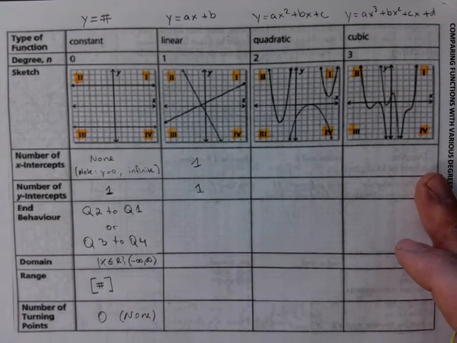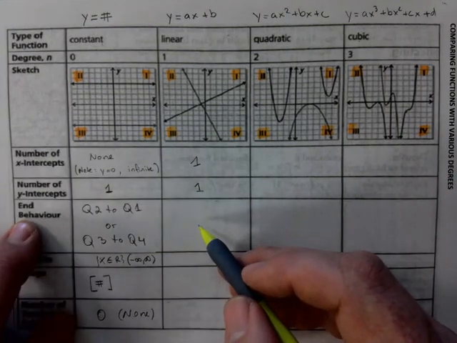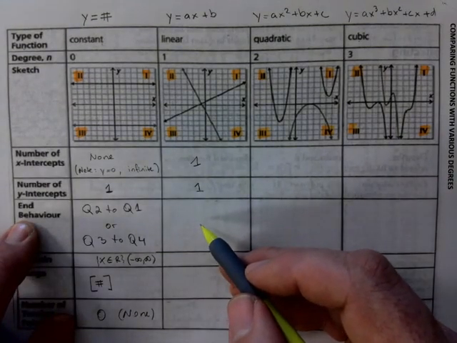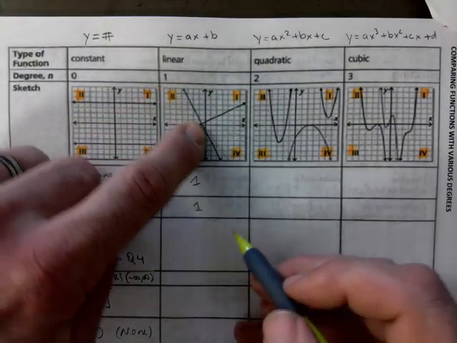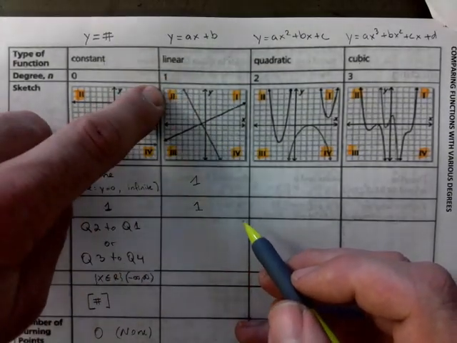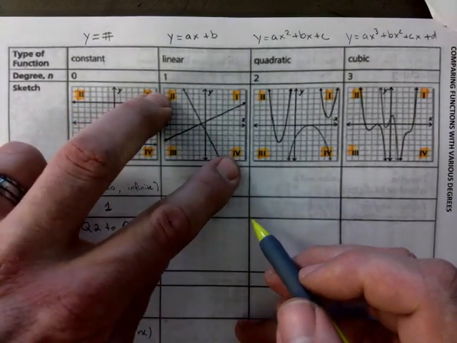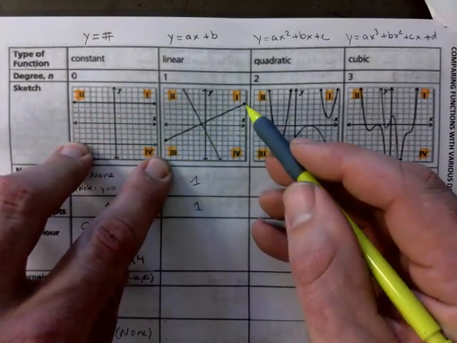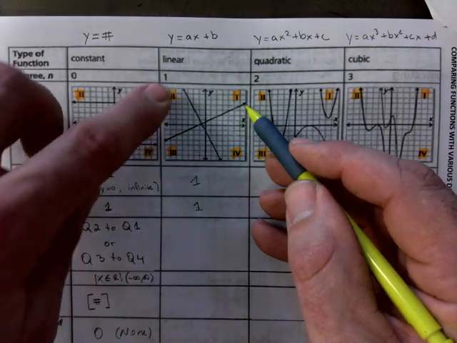And here's where you need to watch out. What's the end behavior of a linear? Well, it could be this way, so it would be quadrant 2 to quadrant 4. Or it could be quadrant 3 to quadrant 1. How do we know that?